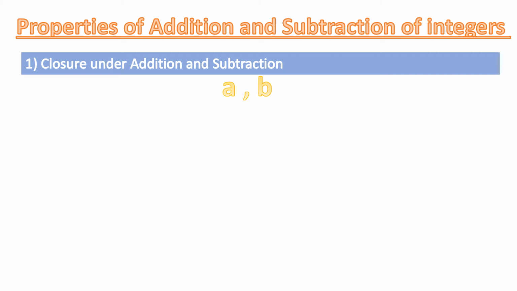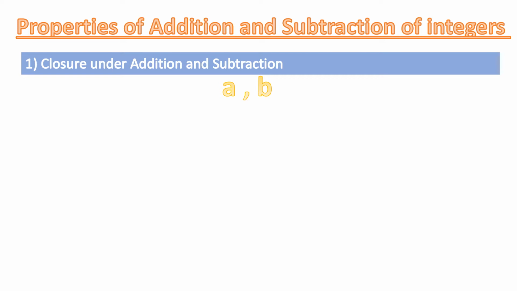Good morning, students. So in this class, we are going to be continuing with the rest of the chapter integers. We have done exercise 1.1 and we have been clear with the idea of how to add and subtract integers. Now, keeping all these things in mind, let us proceed with the rest of the chapter. So we are going to start with properties of addition and subtraction of integers.